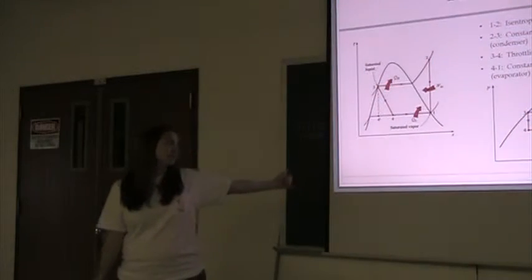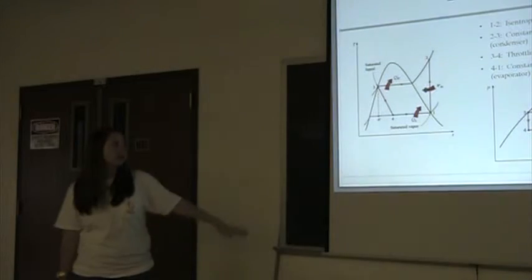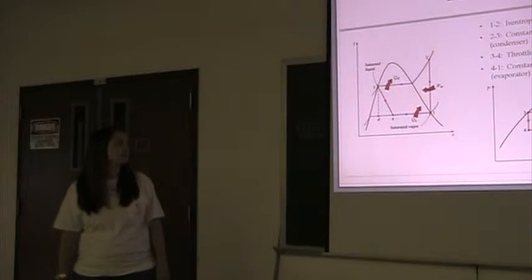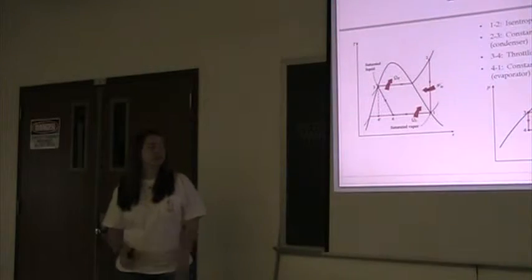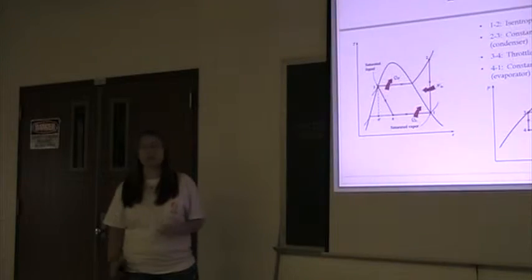These are the infamous T versus S and P versus H graphs. Again, the 4 main subsystems are here. 1 to 2 is the compressor, 2 to 3 is the condenser, 3 to 4 is the expansion valve, and then 4 back to 1 is the evaporator.